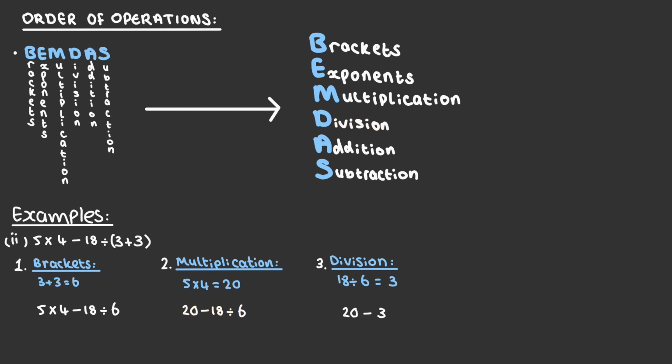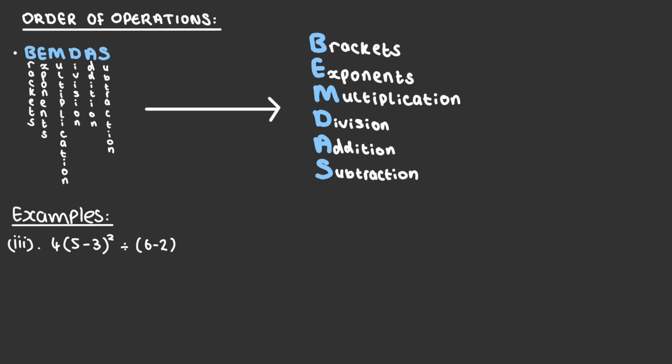Replacing 18 divided by 6 with 3 in our sum, we find ourselves left with 20 minus 3. The only thing left for us to do is subtraction. By calculating 20 minus 3, we end up with 17. The final example uses every operator except addition.